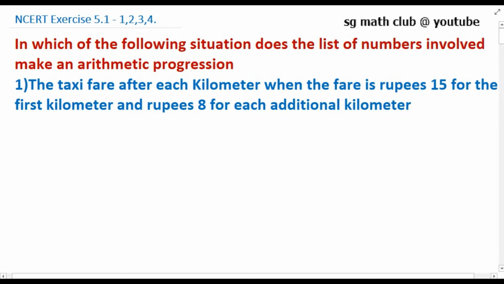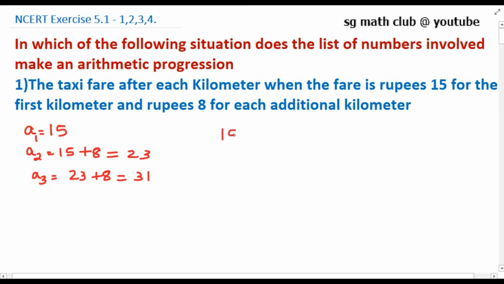So for the first kilometer we need to pay rupees 15. Let it be A1, the first term. For the second kilometer, we need to pay an additional 8 rupees. So 15 plus 8 is 23. Now for the third kilometer, again we need to pay 8 rupees additional, which is 31, and so on. So we got our AP, that is 15, 23, 31, etc.